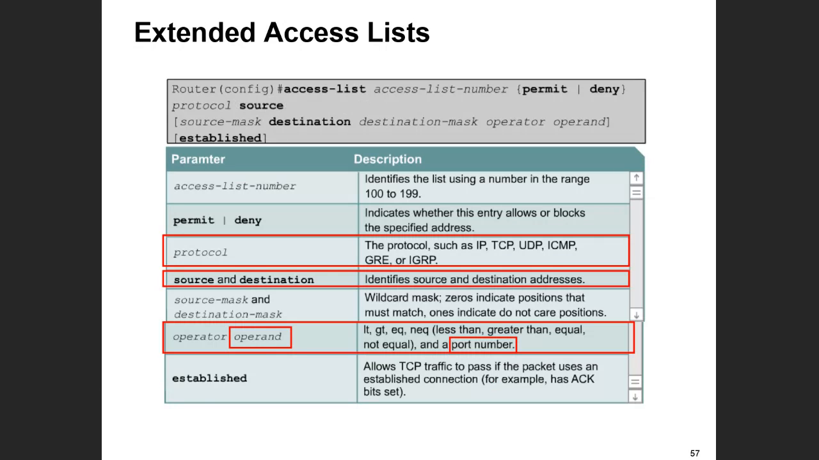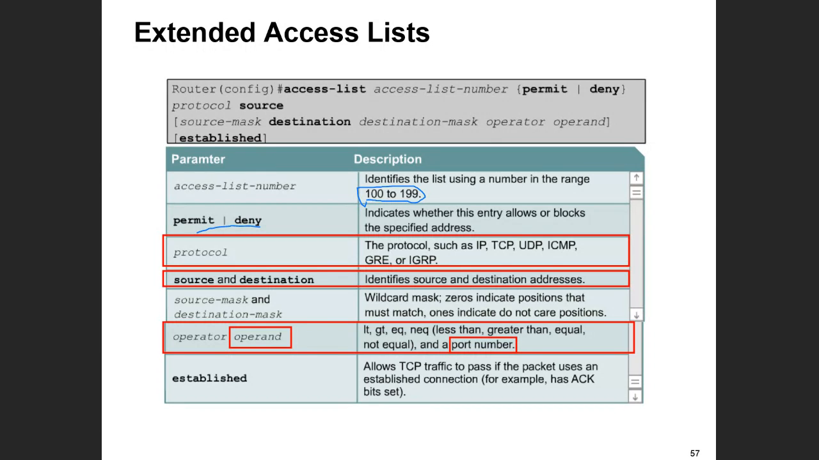Now, extended access control list. This is the one where you are allowed to filter on both the source and destination IP address and things like port numbers. So this uses the range of 100 to 199, and there's another bank of 700 addresses if you run out of those. We have our same permit and deny statements that we would use as before.